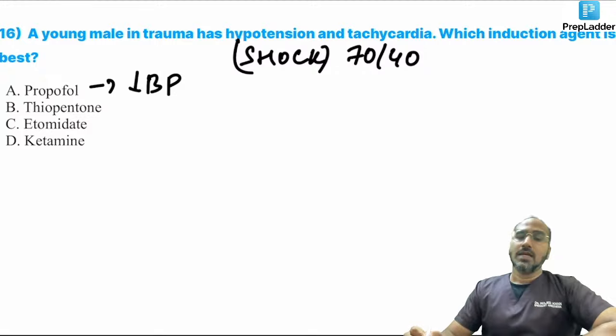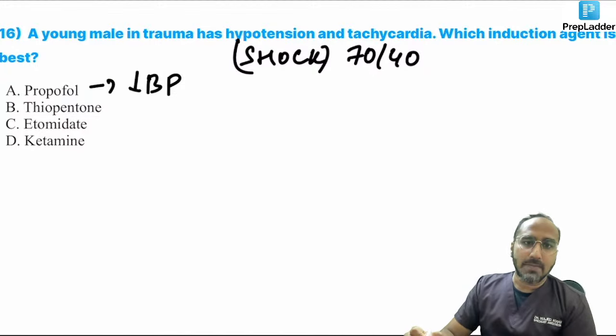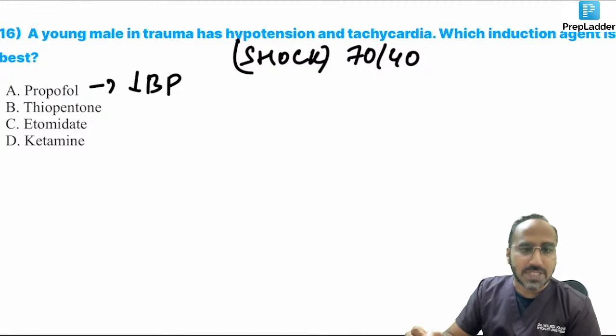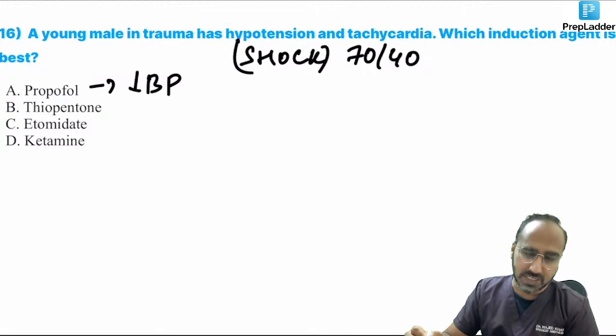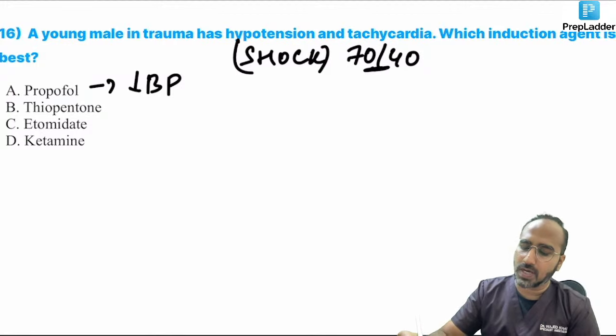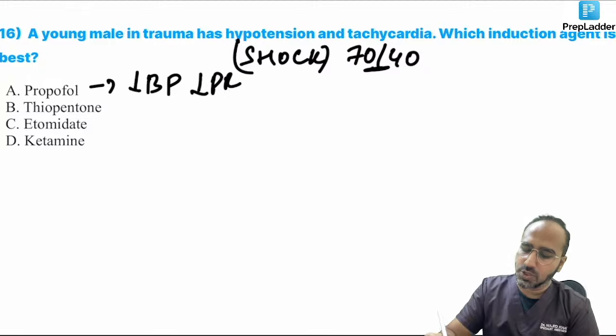Okay. Now starting with this question, a young male in trauma has hypotension and tachycardia. Which IV induction agent is best? Right. Propofol, thiopentone, etomidate, ketamine. Remember, guys, this patient is in shock. You won't give propofol. Propofol will cause hypotension and bradycardia, so you won't give it.